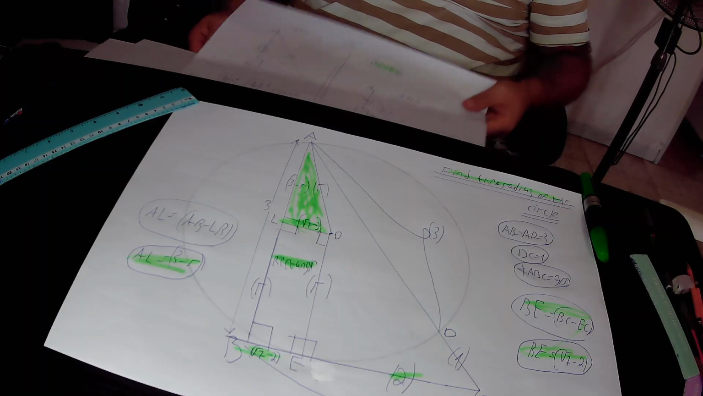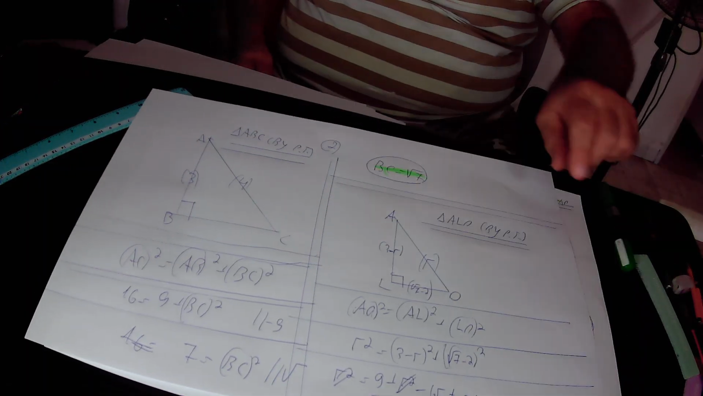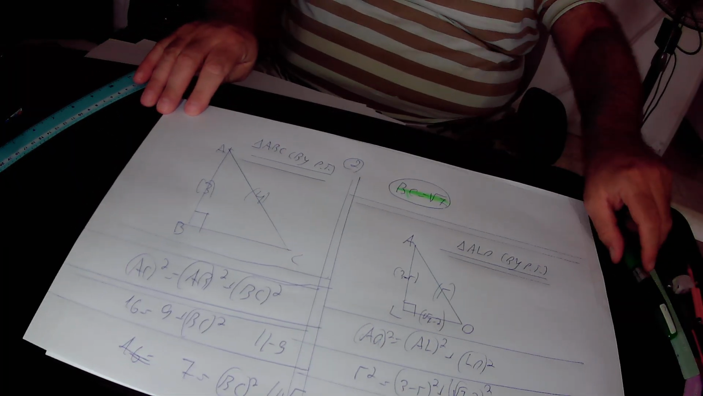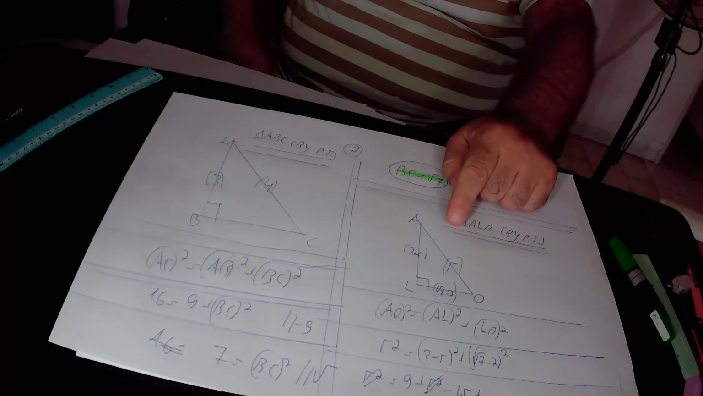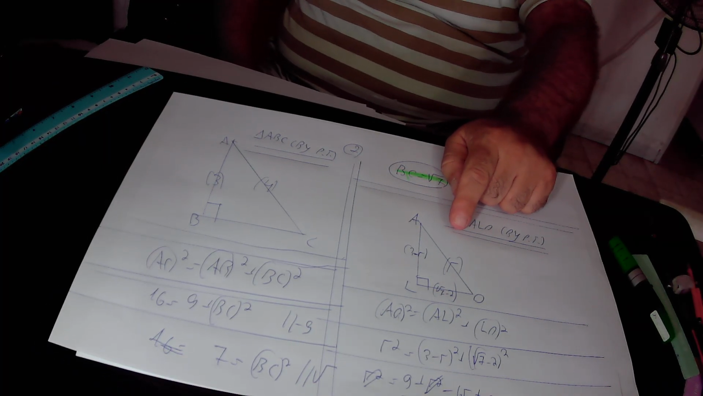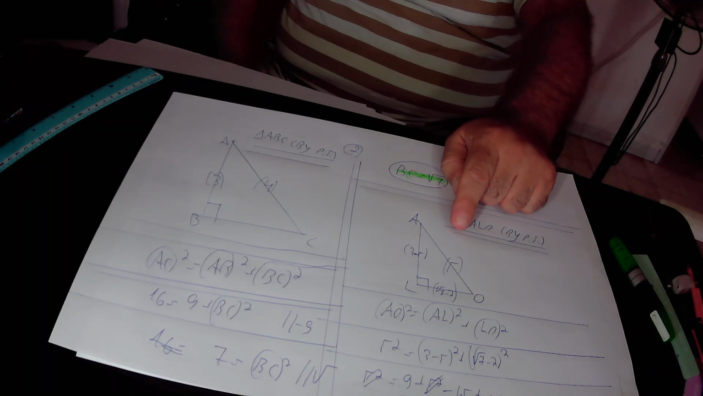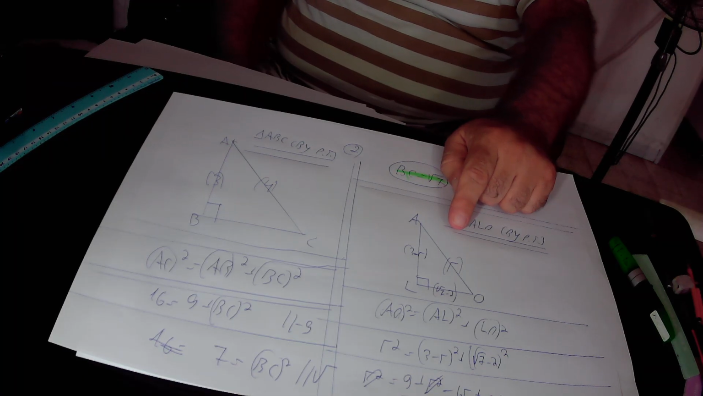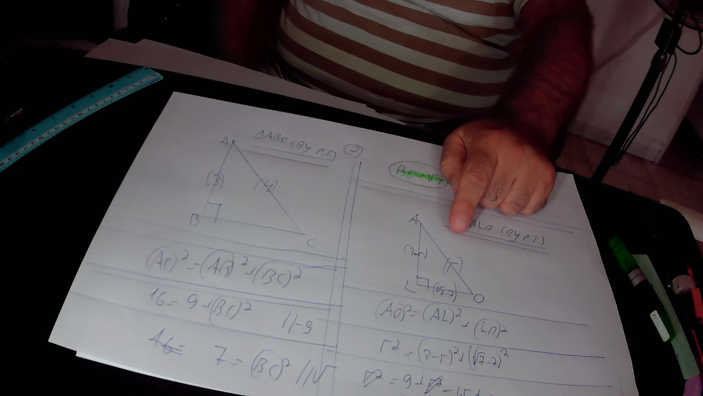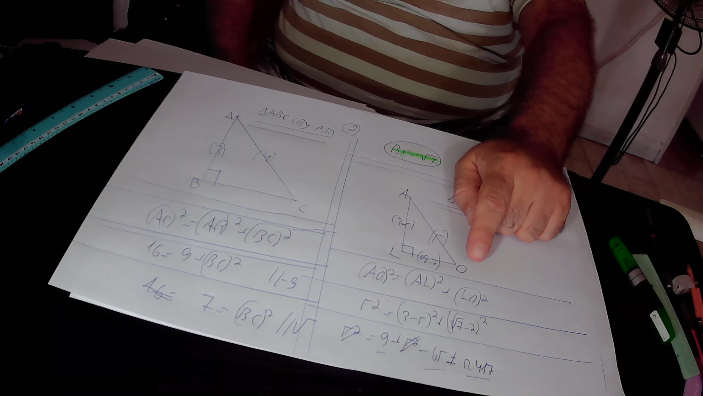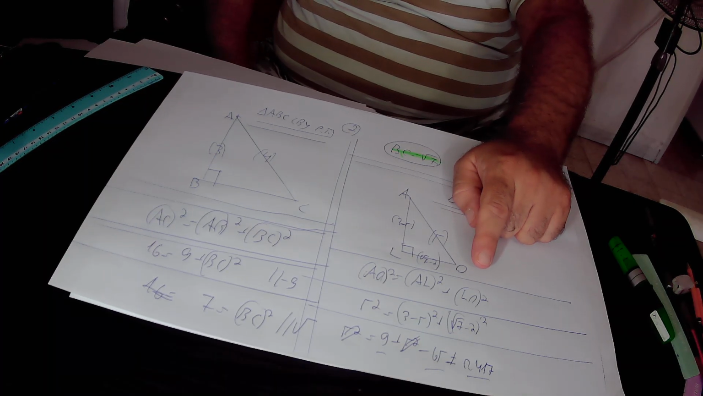This is the right triangle ALO, according to the original drawing. In this right triangle ALO, according to the Pythagoras theorem, AO squared, that is the square of the hypotenuse, equals AL squared plus LO squared. AO is R, therefore AO squared is R squared, and it equals AL squared. AL is 3 minus R, therefore AL squared is (3 minus R) squared, plus LO squared. LO is square root of 7 minus 2, therefore LO squared is (square root of 7 minus 2) squared. So in total, R squared equals (3 minus R) squared plus (square root of 7 minus 2) squared.